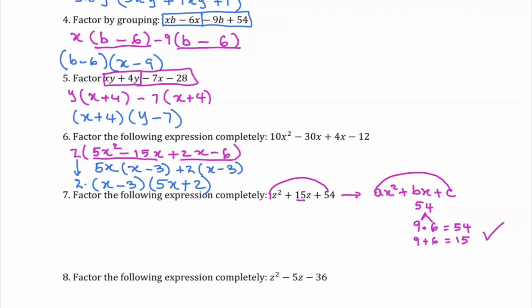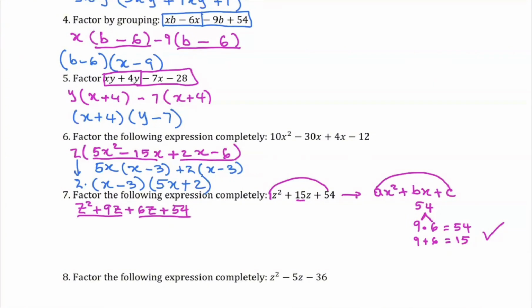So once we get that, instead of 15z, we're going to write 9z plus 6z. The expression will be z squared plus 9z plus 6z plus 54. Now, obviously, you see that we have the 4 terms required to factor by grouping. My first group will be the first 2 terms, and my second group will be the last 2 terms.